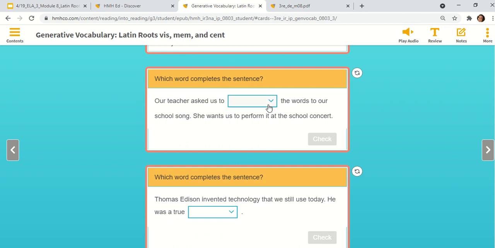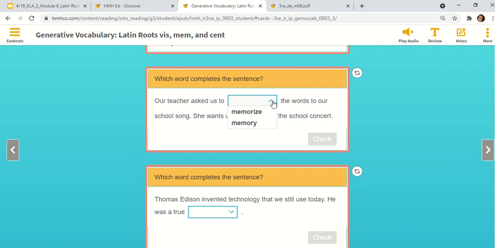Our teacher asked us to blank the words to our school song. She wanted us to perform it at the school concert. To memorize or memory the words. Which word means that you can practice something and remember it perfectly? Pause, and then we'll see if you're correct.